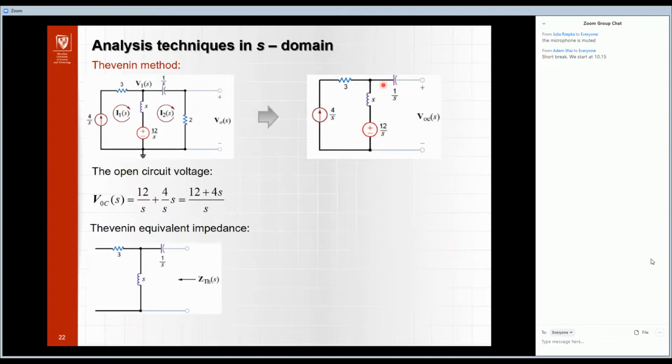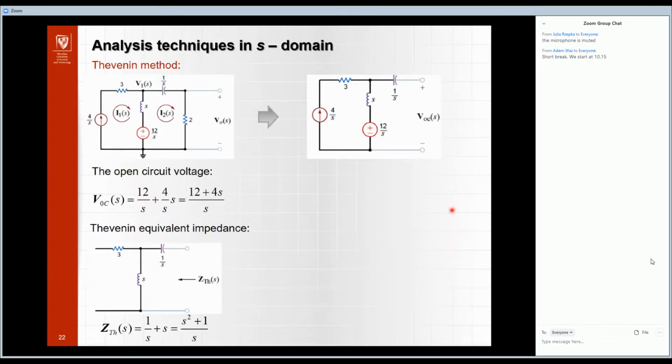Okay, so we have the open circuit voltage, and the second value which we should calculate in the Thevenin method is the Thevenin equivalent impedance. So we calculate the impedance looking at this port. In this calculation we substitute a break instead of the current source, and a short instead of the voltage source. Now the impedance consists only of the impedance connected with capacitors and inductors. As a result, we obtain such a value.